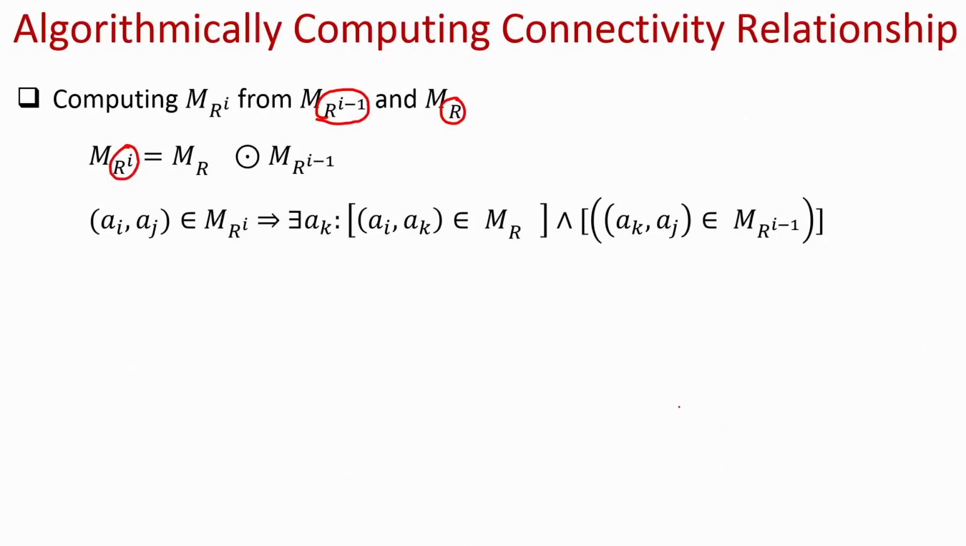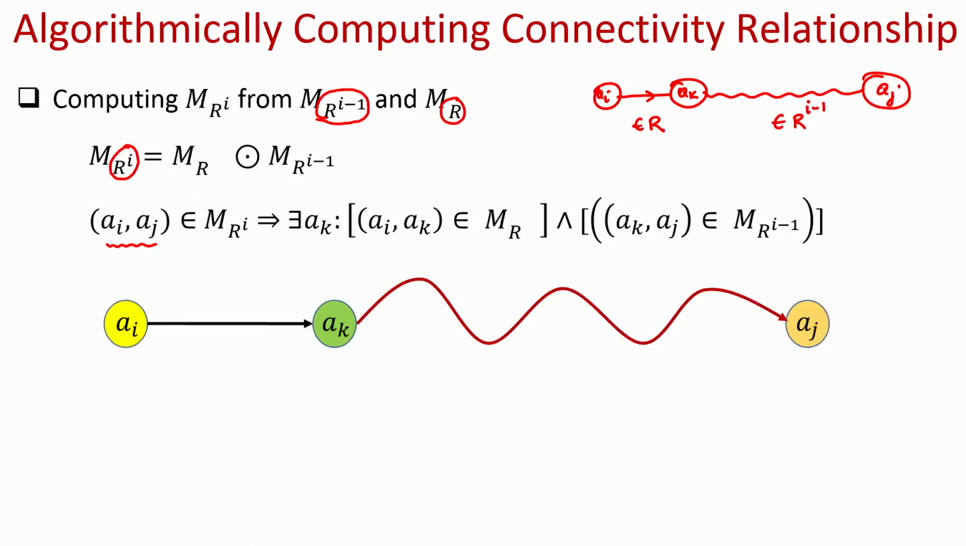So, recall as per the definition of the ith power of the relation R, A i will be related to A j if you have A i related to some A k in the relation R, and A k is related to A j in the relation R power i minus 1. That is what the definition says. Okay, so that is what pictorially I have represented here.